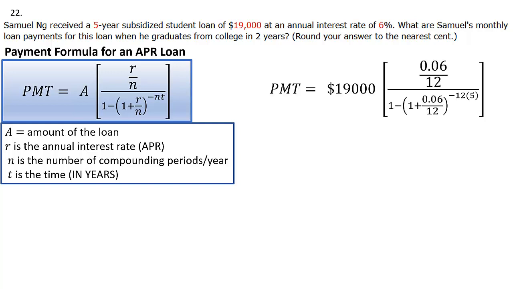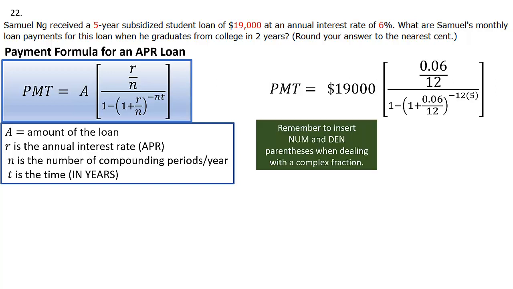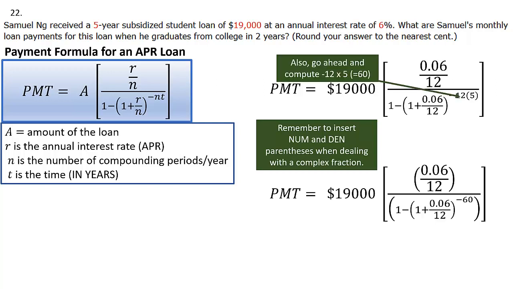$19,000 is the amount borrowed. The interest rate is 6%, which is 0.06. It's monthly, so it's N equal 12, and we're doing it for 5 years. Multiply the exponents in the denominator and put parentheses around the entire numerator and denominator. When you do that, the formula is ready to type in the calculator.